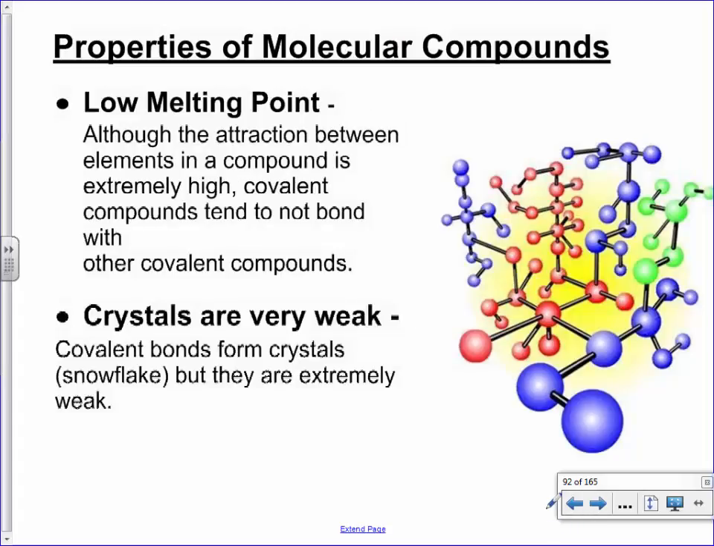Molecular compounds, however, are for the most part the opposite, actually. Molecular compounds are actually fairly weak in terms of how they bond together. Because of that, these have almost always the opposite properties of ionic things. They actually have very low melting points. Maybe I should pause for a second here. Do you guys know what a melting point means or what it refers to?